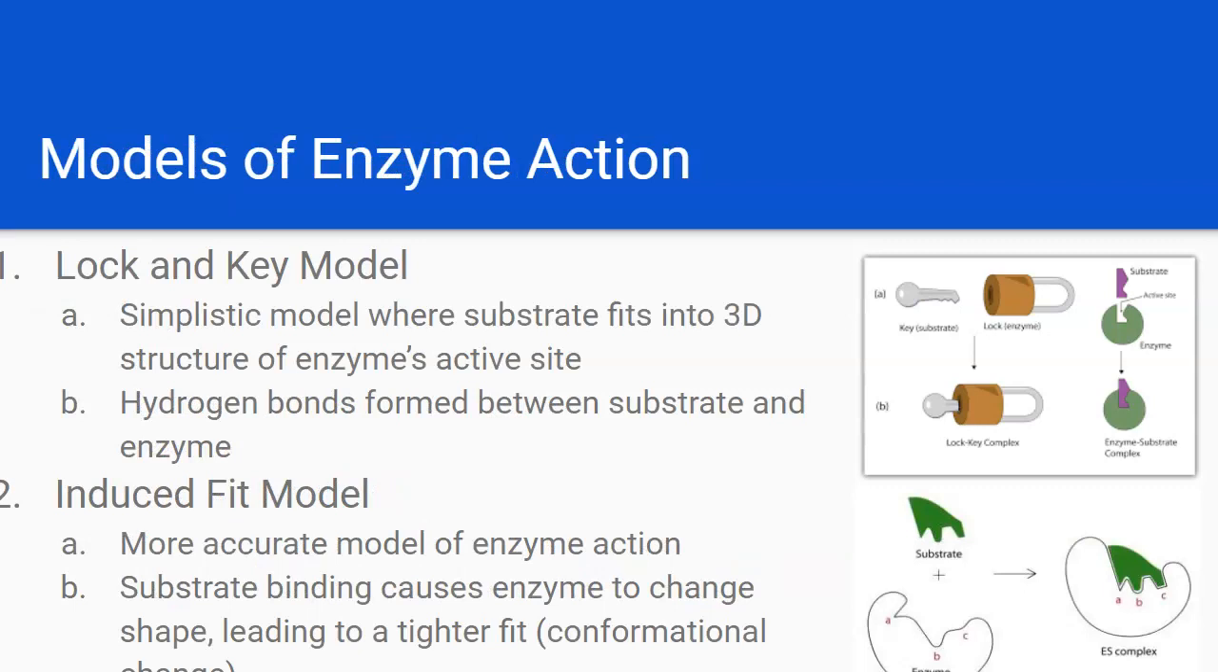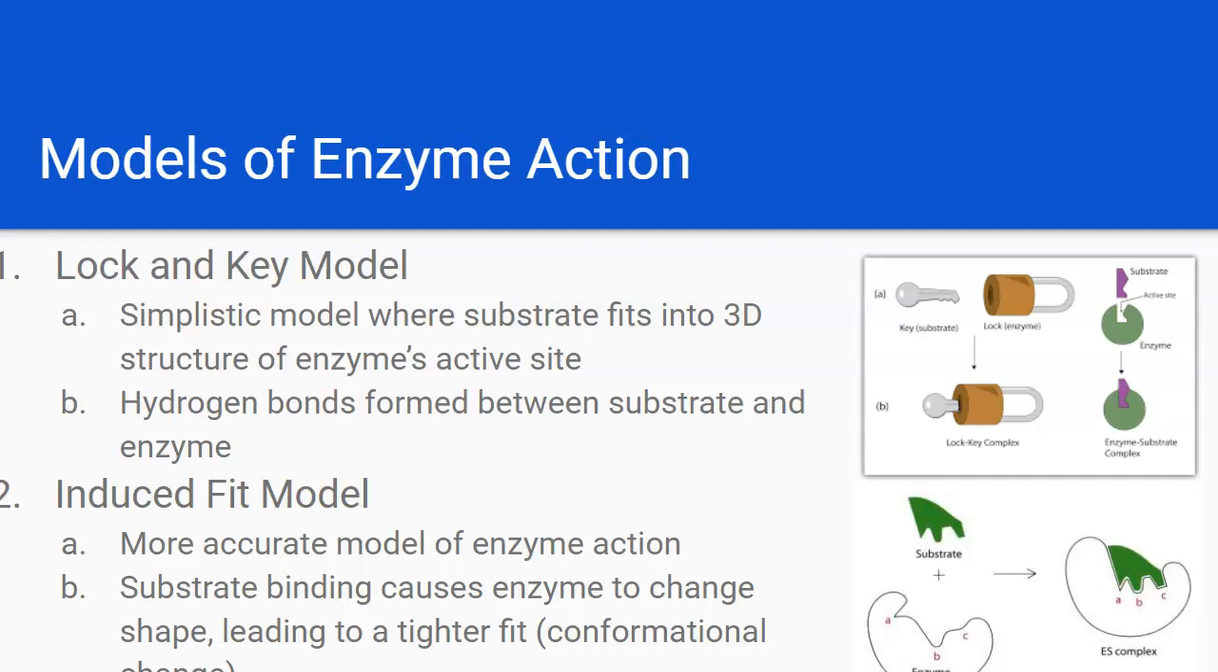So there are two ways that this magic happens. The most traditional sense is lock and key. It's a simplistic model, but the idea is the substrate is the exact shape that the enzyme has a hole for, and that's considered the lock. And then they just fit together, and hydrogen bonds form between them, and that's what makes the enzyme-substrate complex.